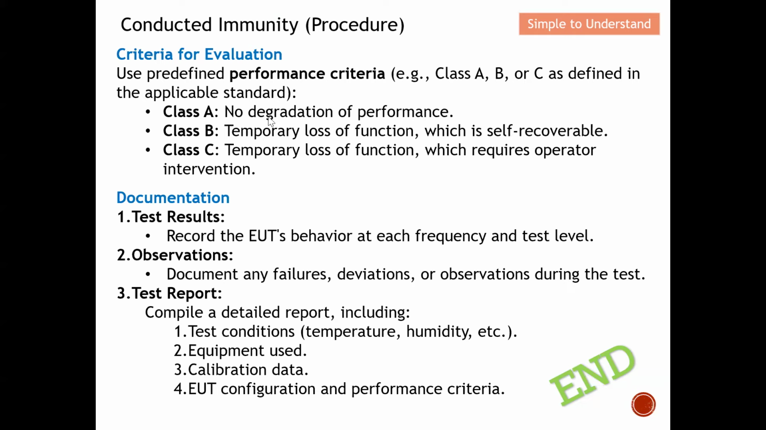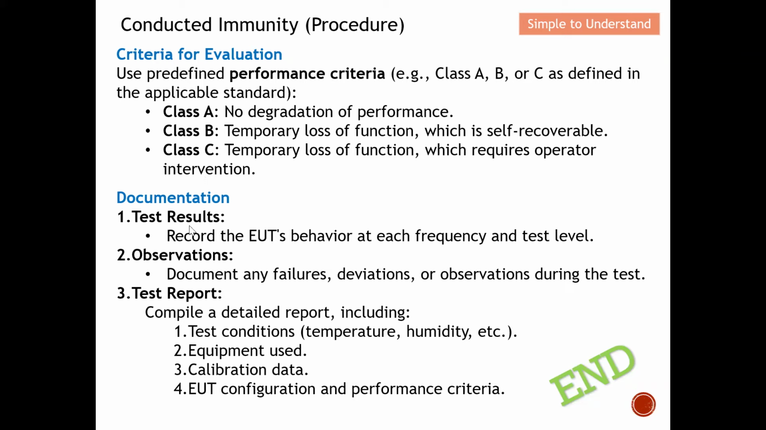Next is class C, which again means loss of function. However, you are required to do some intervention, then you can recover the fault. So under class C, most of the time you don't pass the conducted immunity test. Class A, sure pass. Class B, I will say maybe can pass, maybe cannot pass. Okay, so next on the documentation.